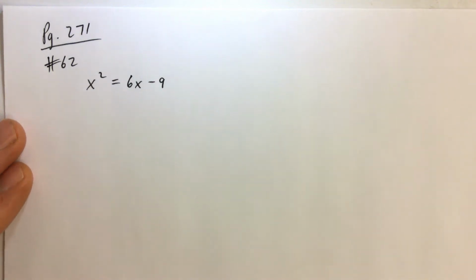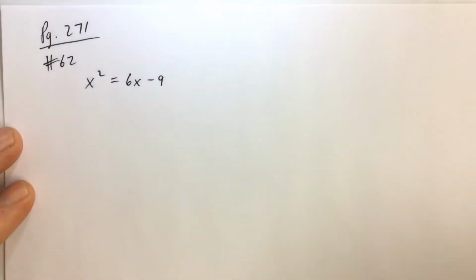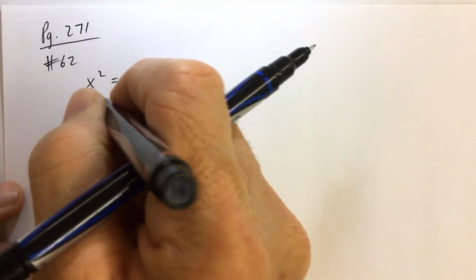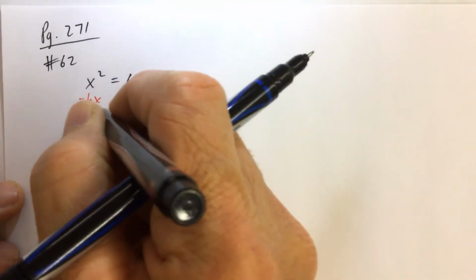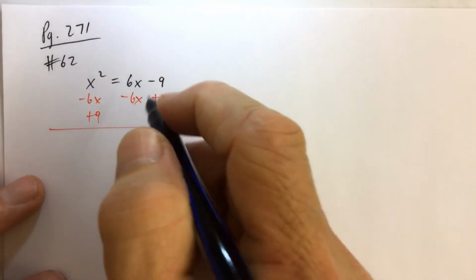Problem numbers 62 and 64, we're asked to solve the equation by using the quadratic formula. So I'm assuming that we can't factor. I'm hoping we can't factor here. So we're going to subtract 6x. We're also going to add 9 to both sides. So if we, oh man, we can factor.